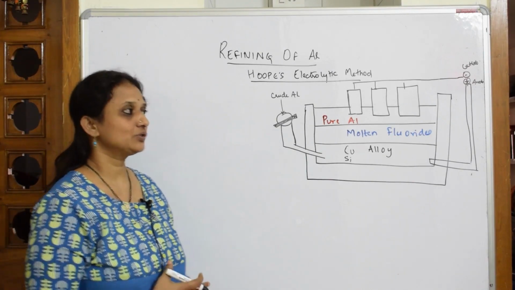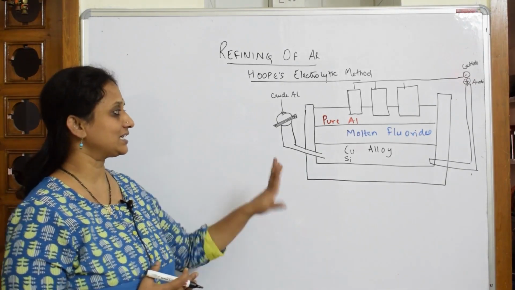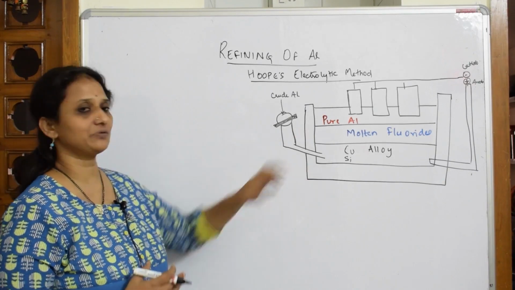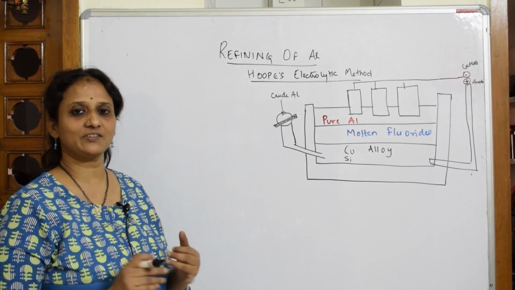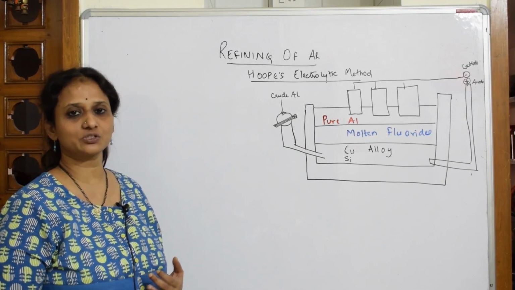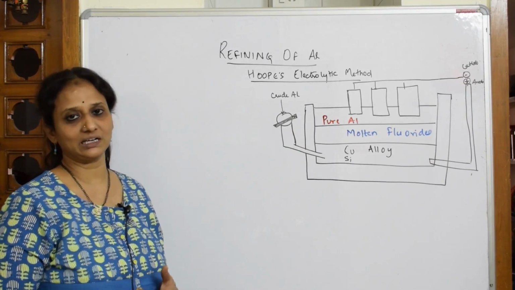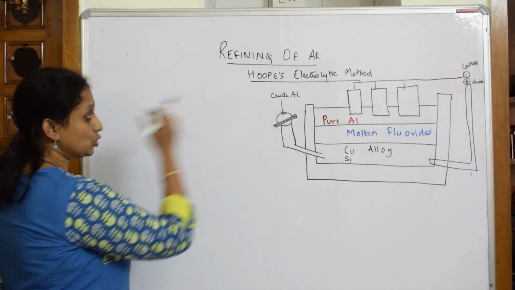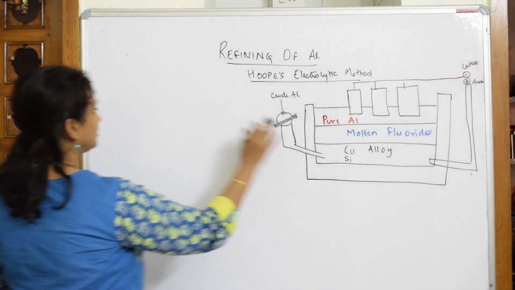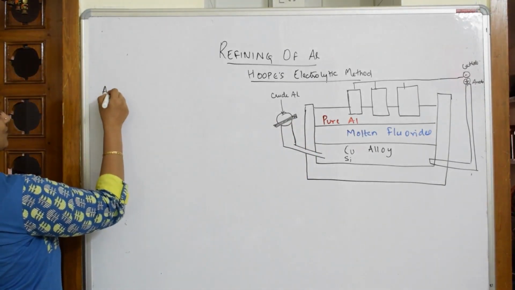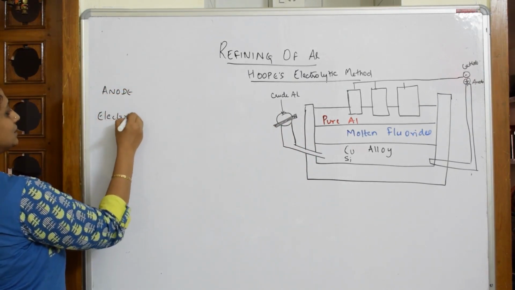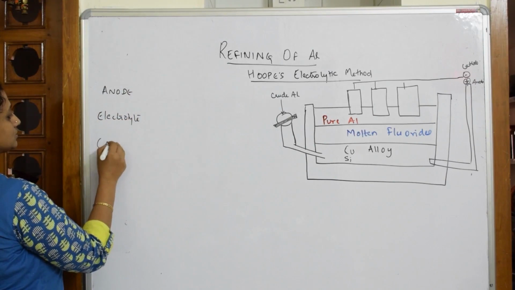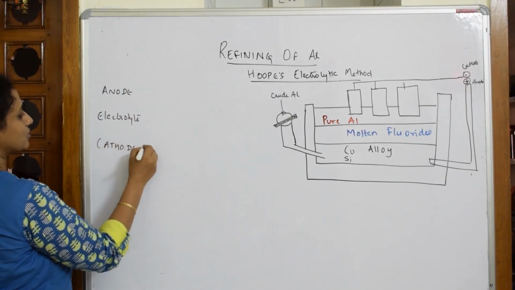In Hoope's electrolytic method, the electrolytic cell is composed of a cathode, anode and an electrolyte. That's important. Now we are going to see what is acting as an anode, what is the electrolyte and what is acting as a cathode. This is most important for you all.